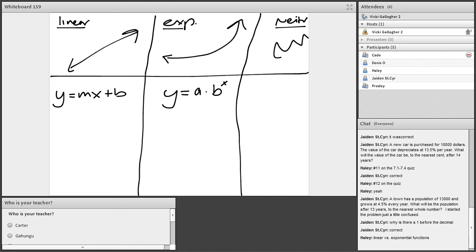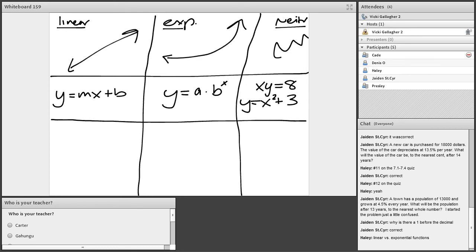I think we had one on a quiz that was like x times y equals 8. Since the x is being multiplied by the y and not by a number, that would be a neither, right? Or you could have something like y equals x squared plus 3, where there's an exponent, but the exponent is not the letter x, it's the number 2. That would be a neither. So for exponential, it really has to be that the x is the exponent, not anything else. And then linear, again, you can write it in slope-intercept form, and that would be linear.